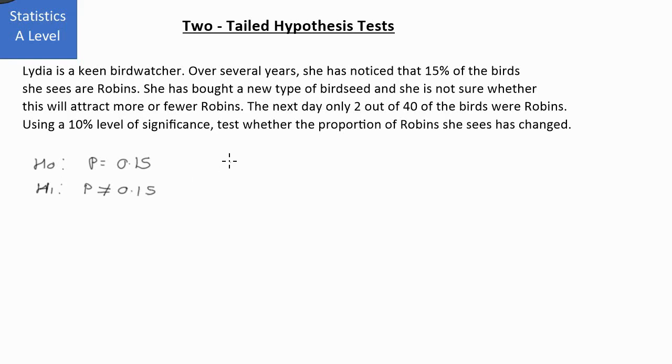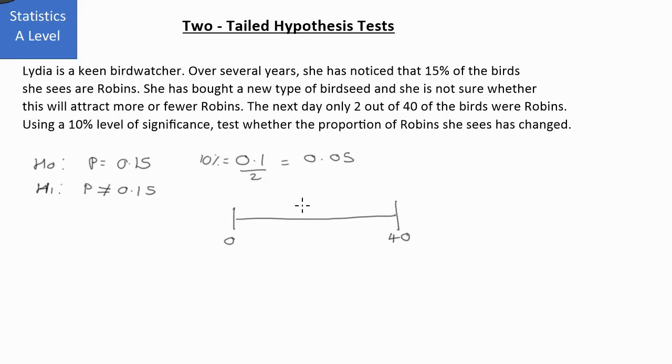As it's a two-tailed test, we must halve the significance level. So it was 10%, which is the same as 0.1 as a decimal. So we halve that and we get 0.05. And from here on out, it's the same as before. So we draw something like that. This is 0 birds, this is 40 birds.